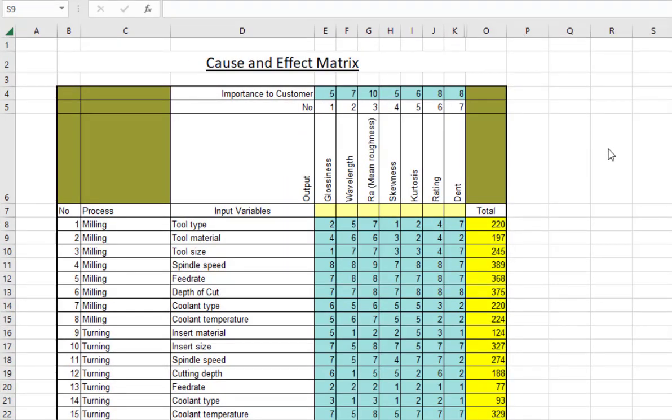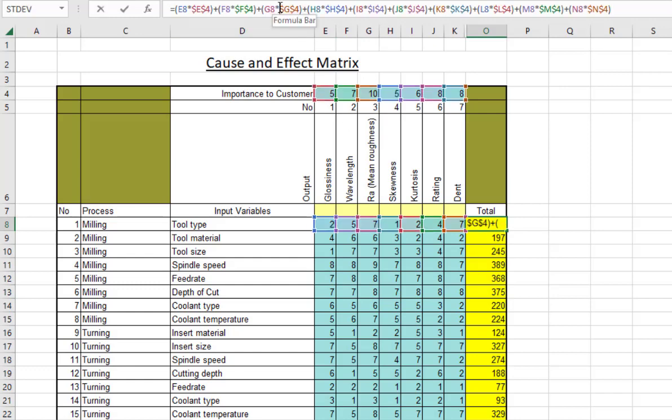Okay, now once we have put all the ratings, the template here will automatically calculate the total score. The total score is basically the multiplication of the rating between input and output, then multiplied with the importance to customer. For example, the first term here, E8. E8 is referring to this number, multiplied with the importance to customer here.